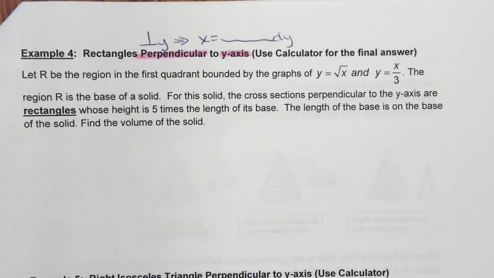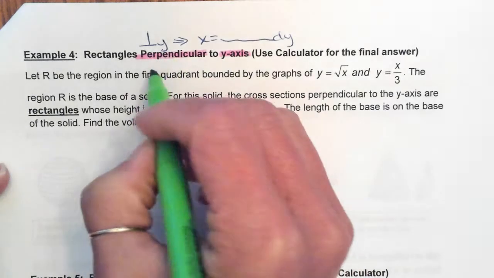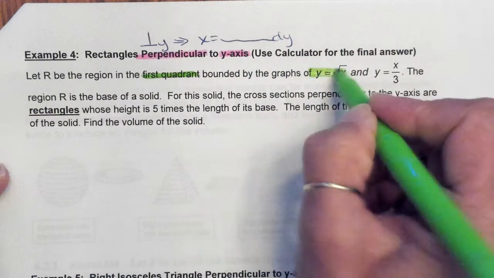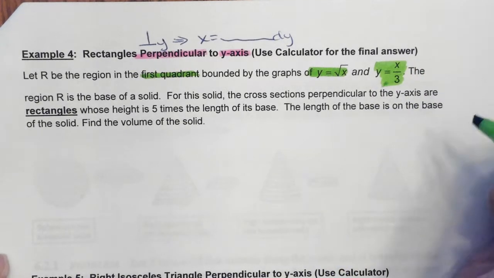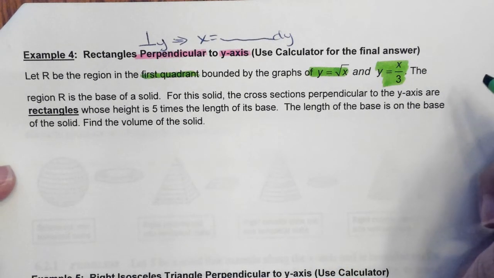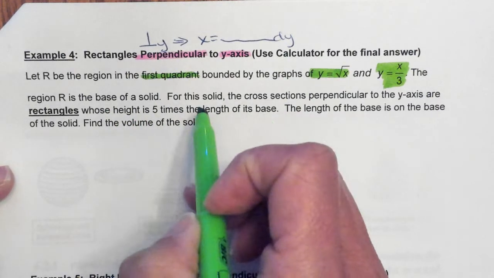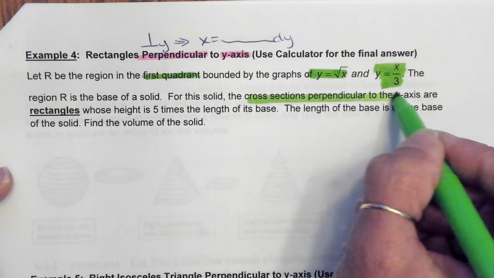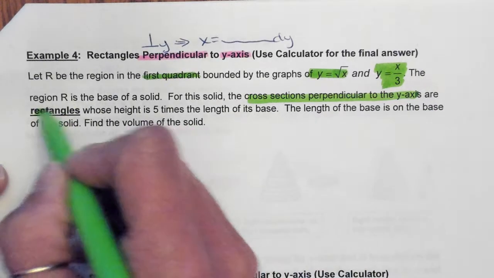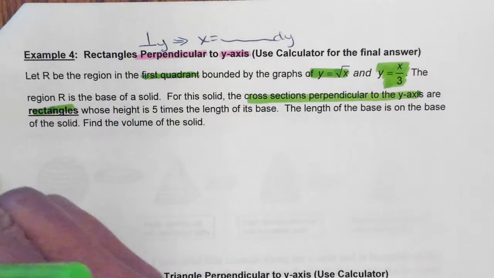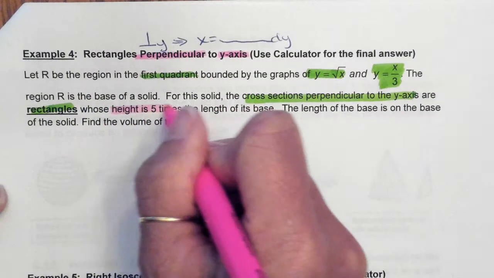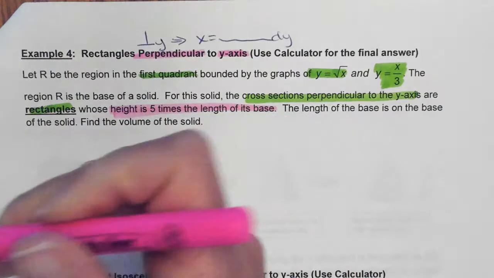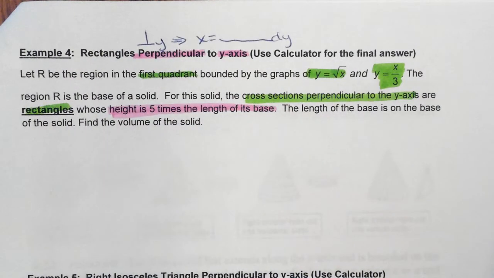So it says, let R be the region in the first quadrant. Okay, that sounds important. In the first quadrant, bounded by the graphs of y is equal to the square root of x and y is equal to x over 3. For the solid, the cross section is perpendicular to the y-axis, and the rectangles whose height is 5 times the length of its base. Whose height is 5 times the length of the base. And the length of the base is on the base of the solid.